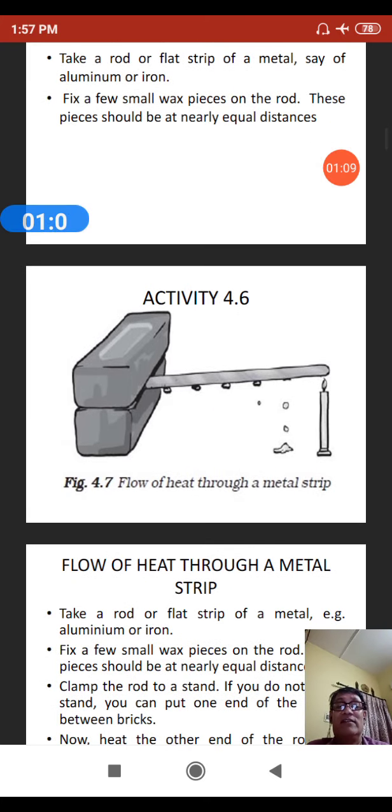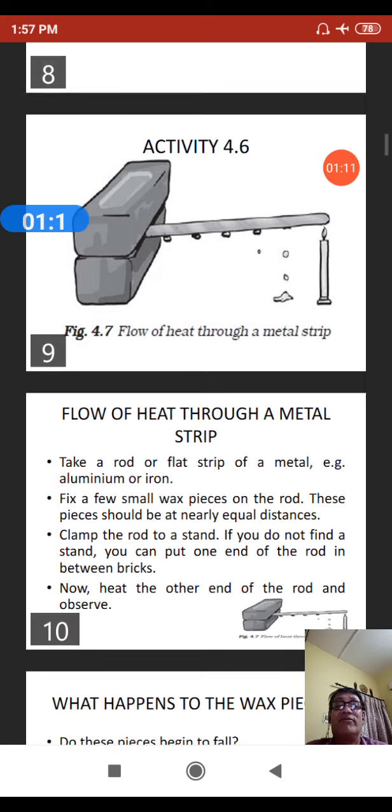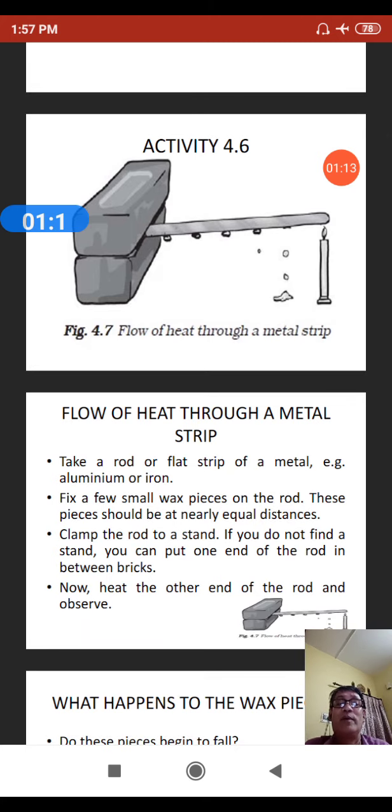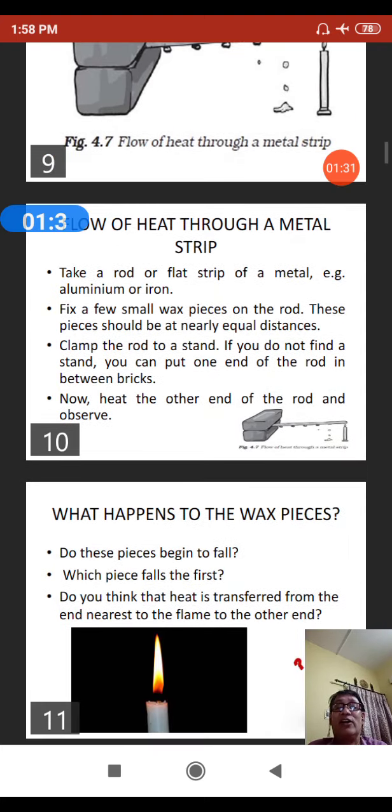Let us take a rod or a flat strip of metal, whatever you take, aluminium or iron, and fix a few small wax pieces on the rod. These pieces should be at equal distance. Now clamp the rod to a stand. If you don't get a stand, you can put one end of the rod between bricks. Now heat the other end of the rod.